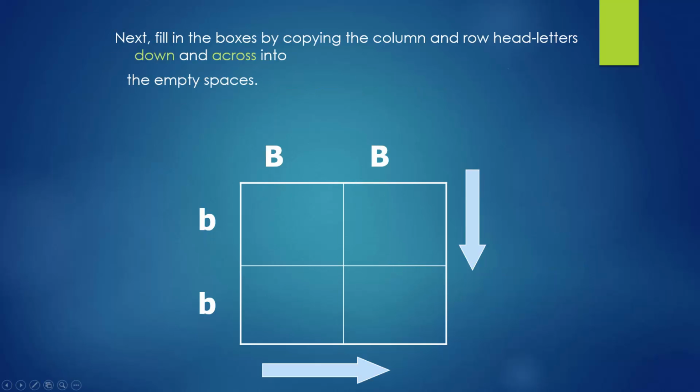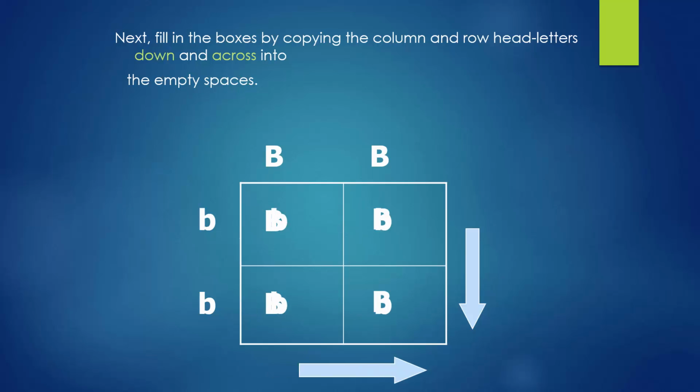Okay. So now, to fill in the boxes, you want to copy the column and row head letters down and across. So what does that mean in English? Does that make sense? Okay. What I did here is I took this parent capital B and I put it in each of the boxes that were underneath it. So I took it and I put it in this box and one in this box. Because again, we're just trying to figure out probabilities. For this capital B, I also put it in this box and one in this box. So it represents here, here, here, and here.